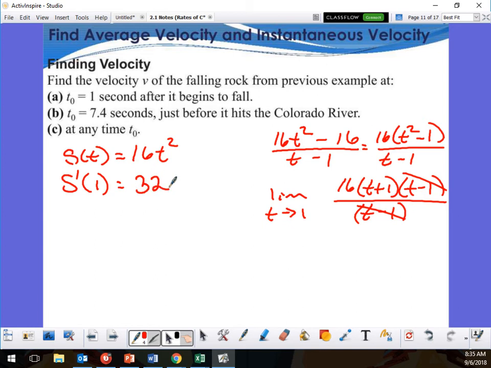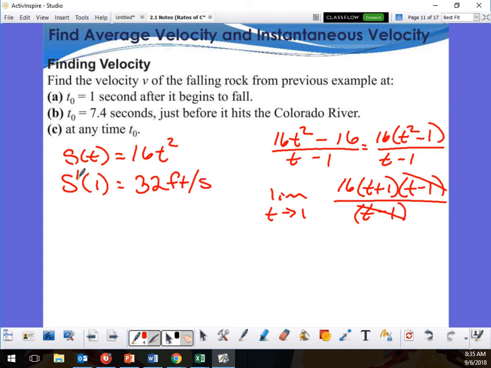So that is saying that it is going to be what? 32 feet per second. There we go. 32 feet per second. Wait, never mind. Do you still have to put per second?